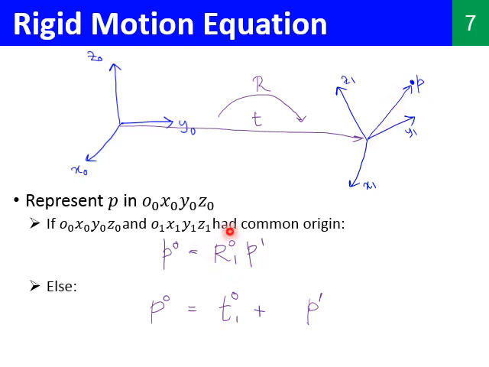So just like what we did in the case where the two frames had common origin, we can use the rotation matrix to rotate that vector into frame 0. Now the final result you have here is the answer. So you have rotated the P1 part to frame 0, and then we have added the translation part.